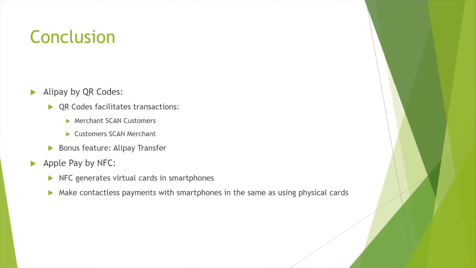In conclusion, Alipay is enabled by QR codes. There are links between merchants and customers. Depending on who initiated scanning, we have two different payment scenarios, but both can complete the transactions. In addition, Alipay also allows its users to transfer money to each other via Alipay accounts.